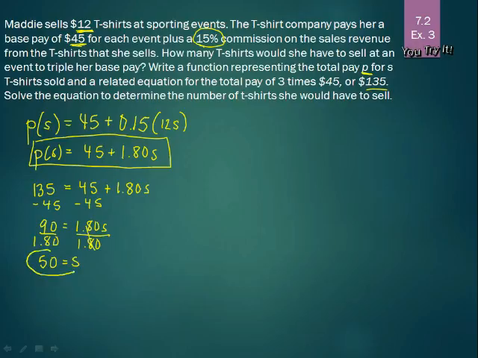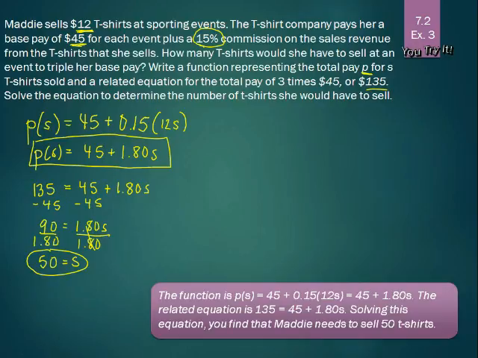And so then our answer there is that she has to sell 50 shirts to make $135, and so we can go ahead and summarize our answer. The function is P of S equals 45 plus 15/100 times 12S equals 45 plus 1.80 S. The related equation is 135 equals 45 plus 1.80 S. Solving this equation, you find that Maddie needs to sell 50 t-shirts.